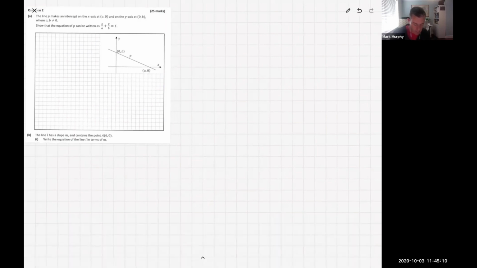Okay, so that was the question in 2019. It says the line P makes an intercept on the x-axis at (a, 0) and on the y-axis at (0, b), where a and b are not equal to 0. Show that the equation of P can be written as x over a plus y over b equals 1.